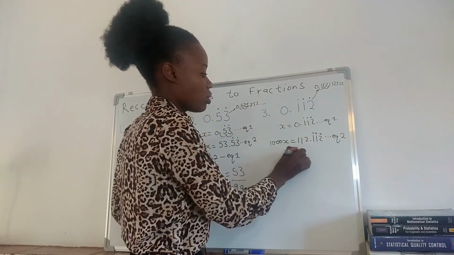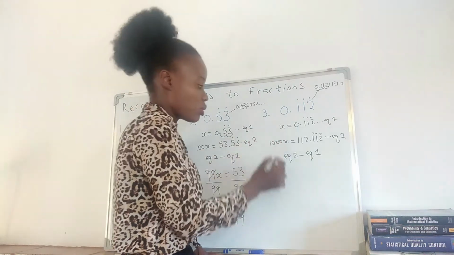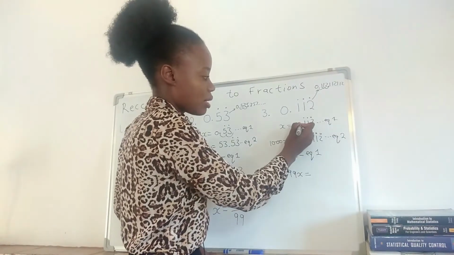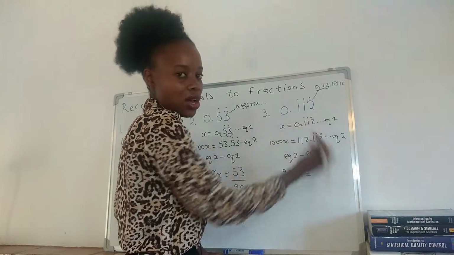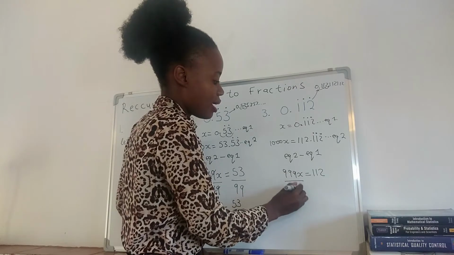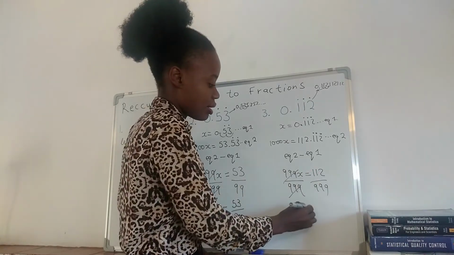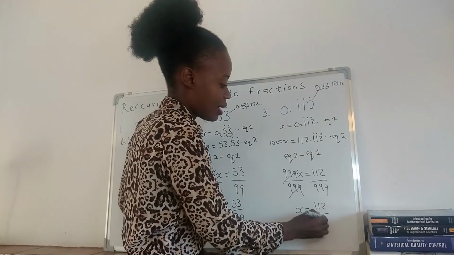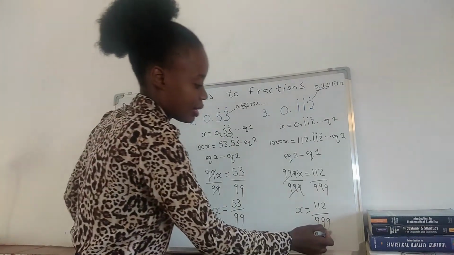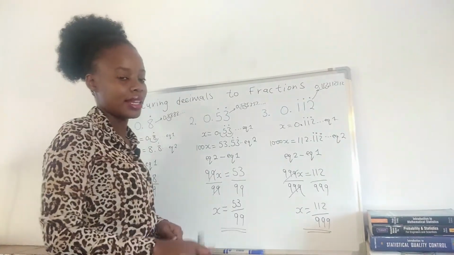After that, equation 2 minus equation 1. So 1000x minus x, we're going to get 999x equals this one. The ones after the decimal are going to cancel each other. We're going to be left with 112 minus 0, which is 112. We divide by 999 both sides, and then this is our final answer. x equals 112 over 999. Make sure that all your answers are in their simplest form.